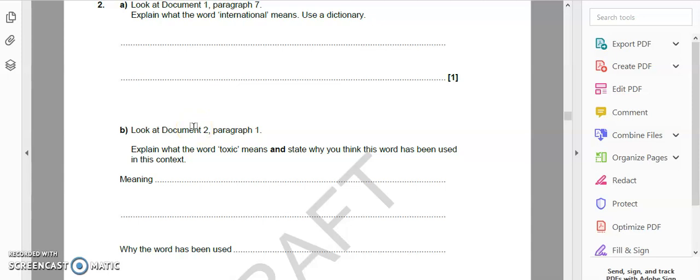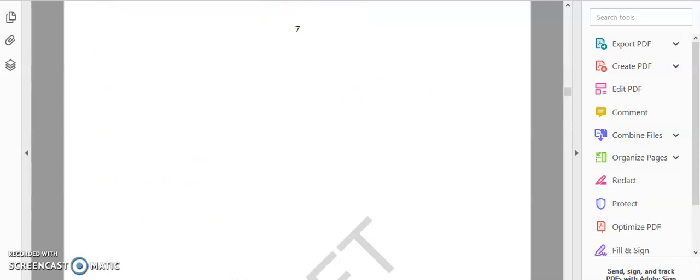Now, the question here doesn't end with you just identifying what the word toxic means, because that would be very straightforward. That would just be looking something up in the dictionary. You've got to think about why it's been used in this context. So let's have a look at the document in question and see what we can figure out. So it's document 2, paragraph 1.